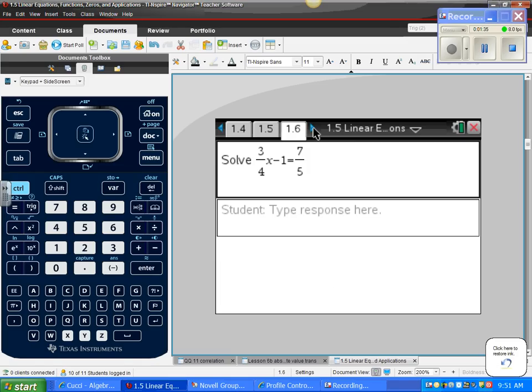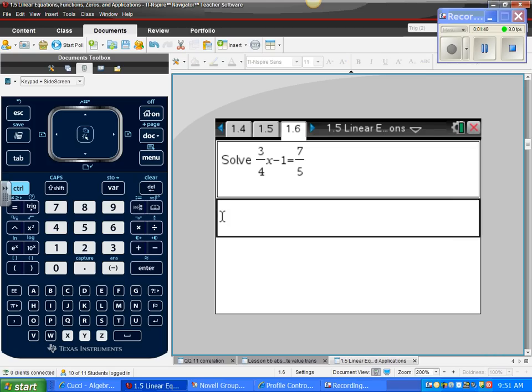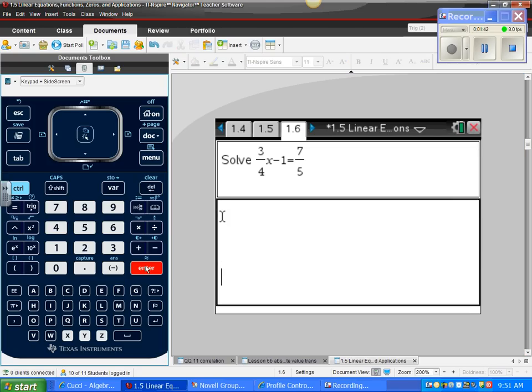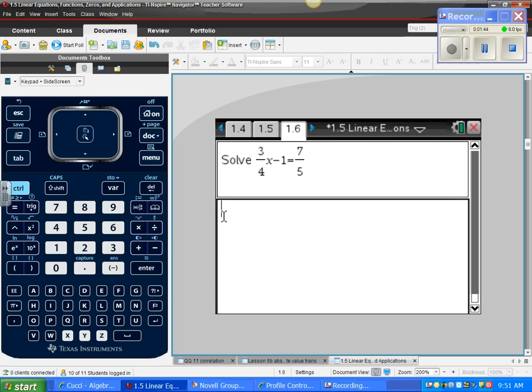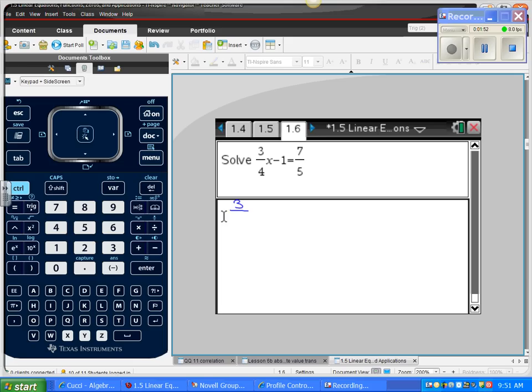All right, so we're going to go ahead and solve this. Nothing new here. You guys have been doing this for a long time. Okay. So our first step is to isolate x. So we have to undo order of operations, right? So we're working SADMA. So we're going to undo subtraction by adding. So we're going to add over that 1. So 7/5 plus 1 is the same thing as plus 5/5. So we get 3/4 x equals 12/5.